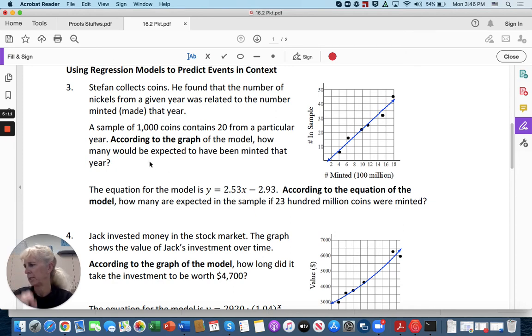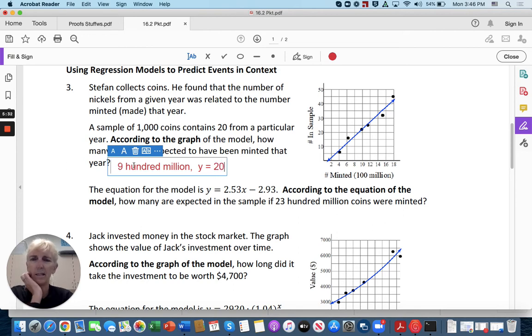So I would put 900 million. So in other words, that's what x equals, 900 million, and y is approximately equal to 20. So they asked us the question kind of backwards, which is fine. But like I said, 9 over here, and it's in 100 million coins minted. So then it would be right around 20 in the sample.